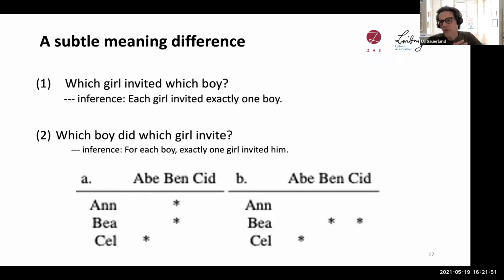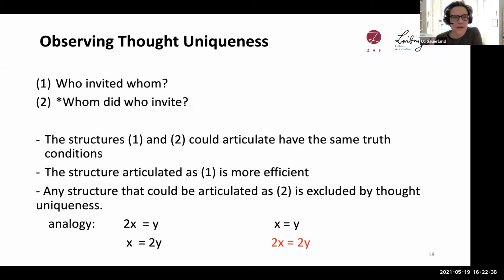And B is a reverse scenario. Now, this subtle meaning difference depends on the number marking that you have here on which girl and which boy. That gives rise to the condition that there has to be for each boy exactly one girl, or vice versa, depending on how this applies. Now in English, though, you also have question pronouns that don't have number marking, namely who and what. So let's look at who. It is well known in the linguistic literature that when you have who in both of these positions, you can't form the two structures. You can only form one of them, namely who invited whom. And whom did who invite is not perfect, at least.